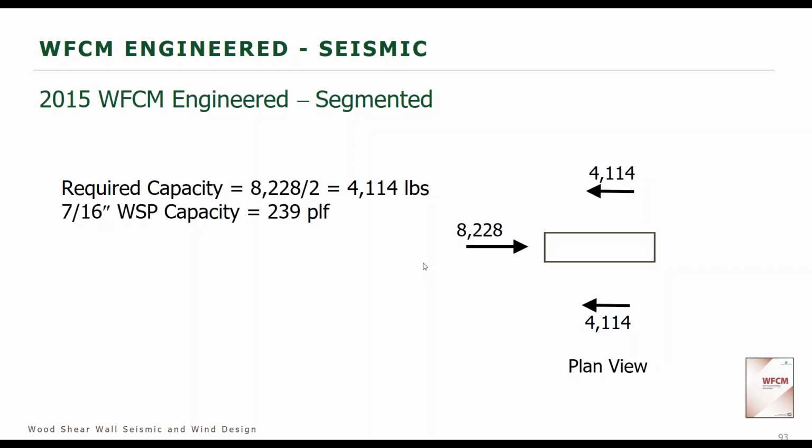So we know the capacity, and we want to know what length we need based on that capacity. We take our total lateral load of 8,228, assume that we have a flexible diaphragm, and divide it by 2 to get it to each line of resistance, and then we have 4,114. And as mentioned from the table, our capacity of our shear wall is 239 pounds per linear foot. So the demand of 4,114 divided by the capacity of the shear wall, 239, means we need 17.2 feet of shear wall with this capacity, full height shear wall.